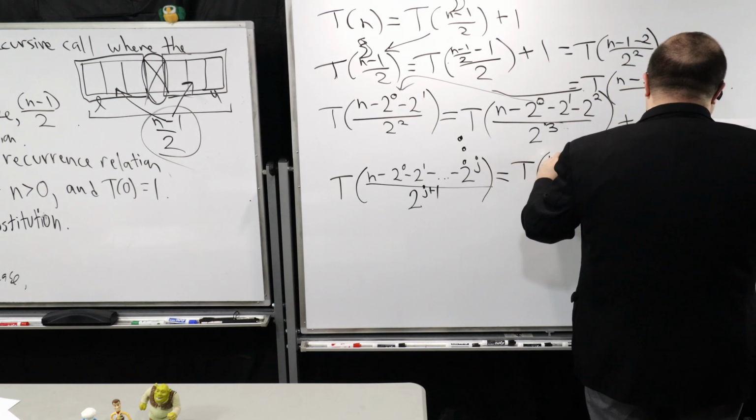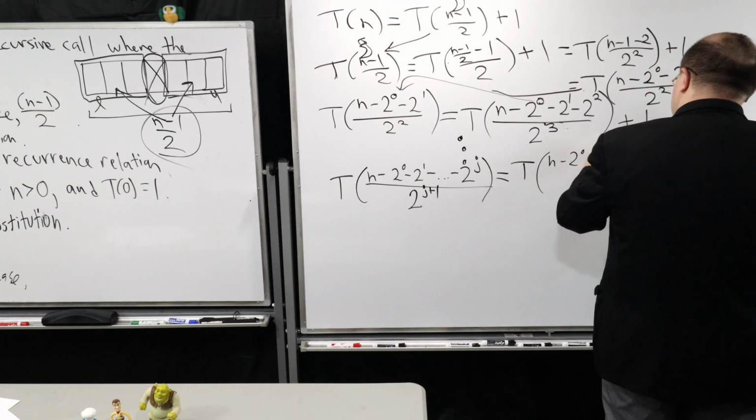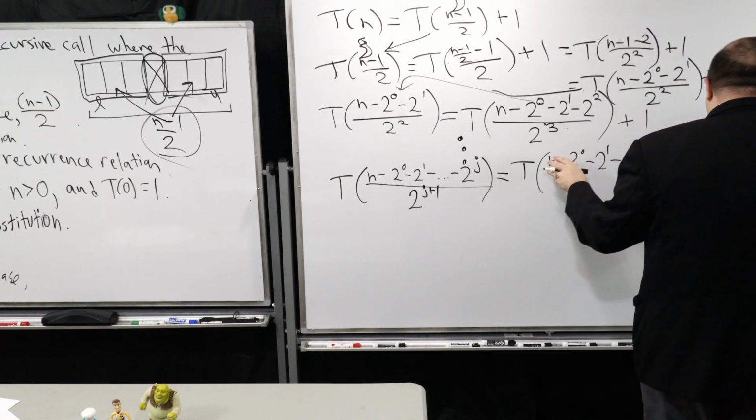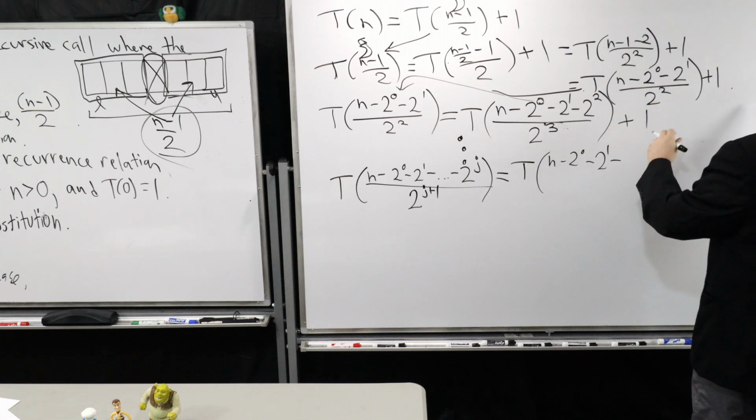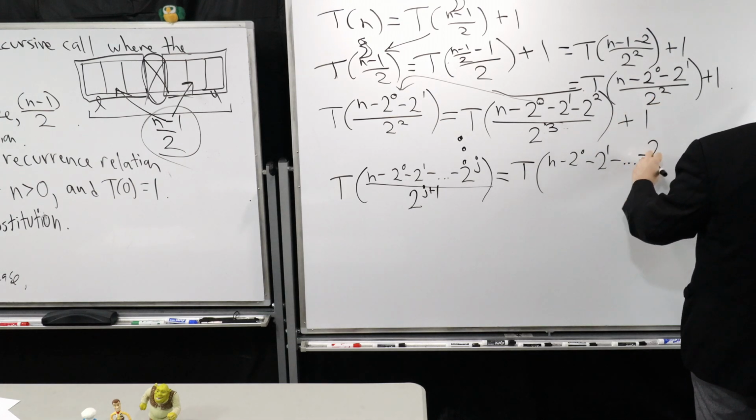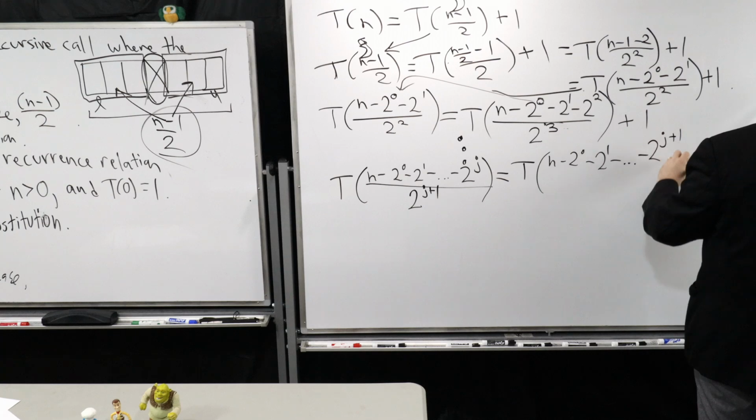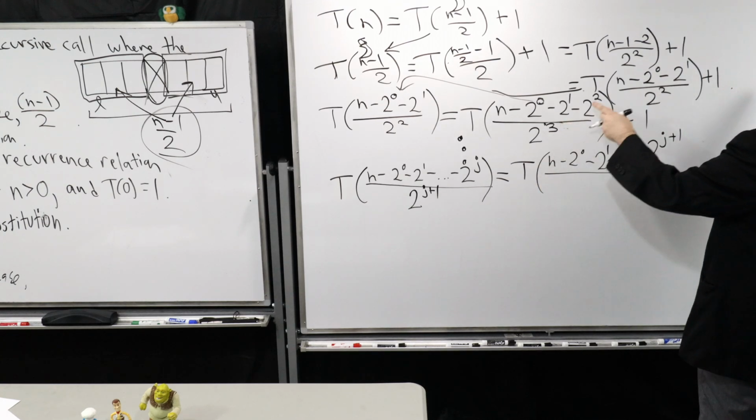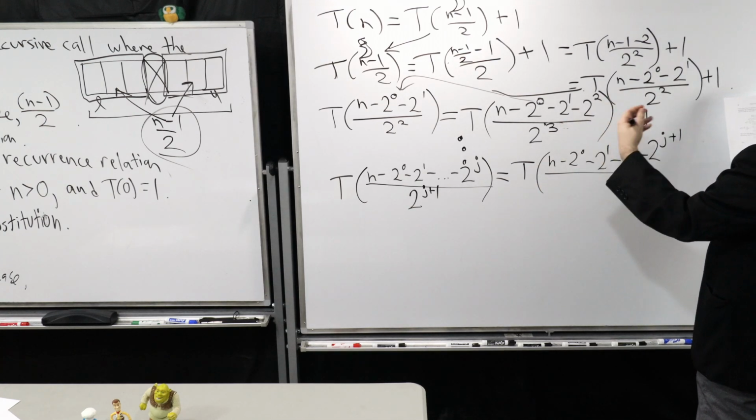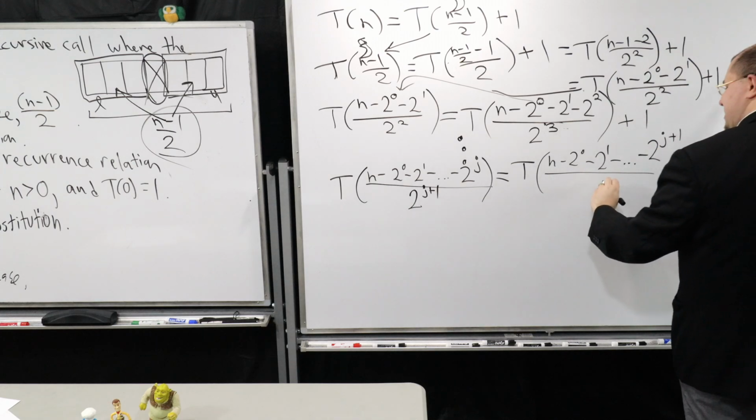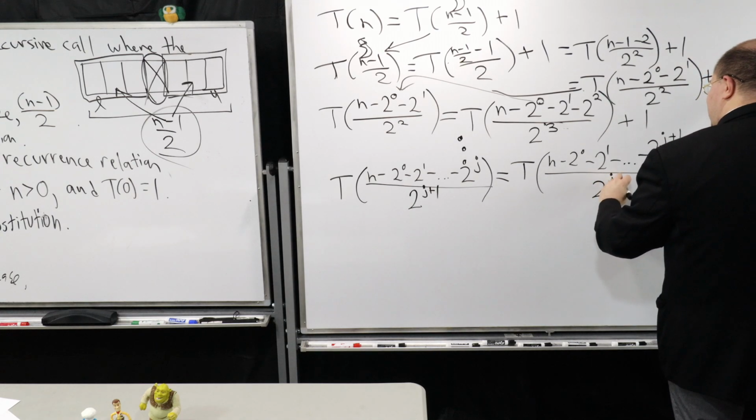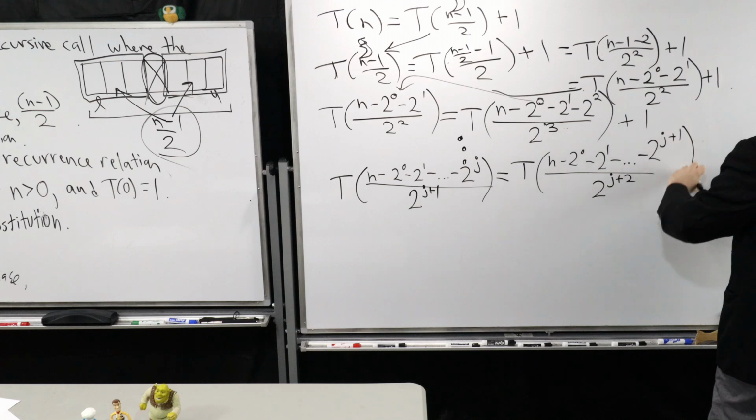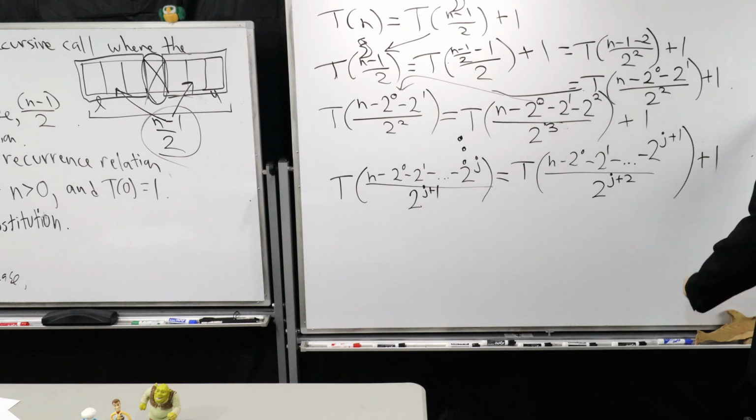I end up with n minus 2 to the power 0 minus 2 to the power 1, all the way up to power of j plus 1, because it always goes up by 1 here. And then the denominator is always 1 higher than this. So it's 2 to the power j plus 2. This is all plus 1.